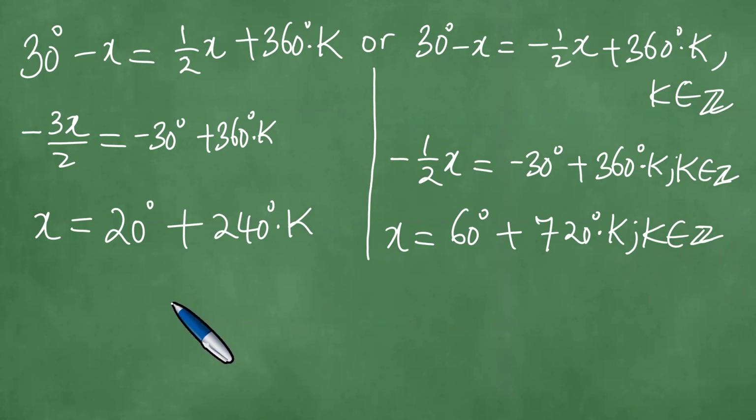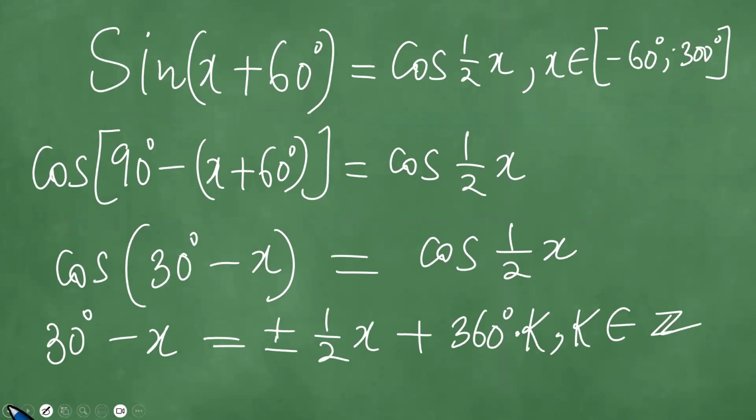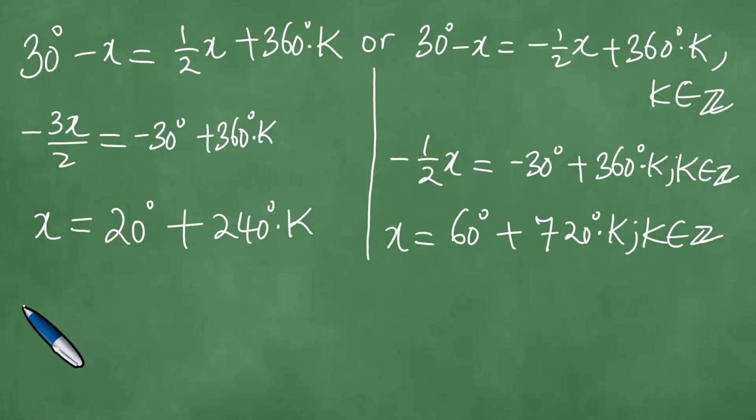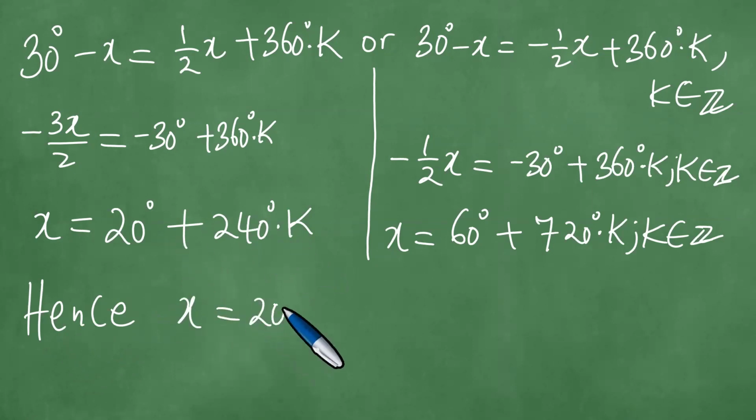Now, upon careful examination, we are interested in finding solutions that are in the interval minus 60 to 300 degrees. So it is clear at this point that when k equals 0, we substitute here: 240 times 0 is 0, plus 20 is 20. Hence, this is 20 degrees. Here, when k is 0, 0 times 720 is 0, plus 60 is 60. So we also have that x is 60 degrees.